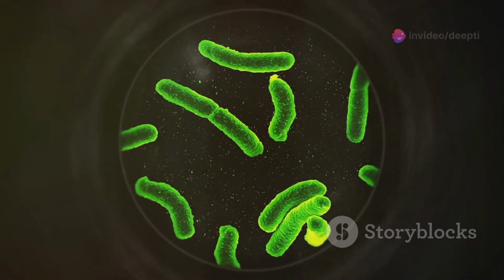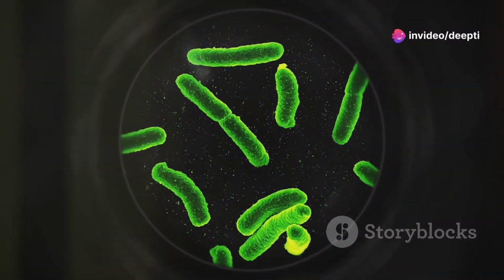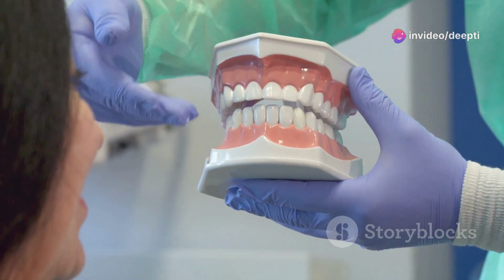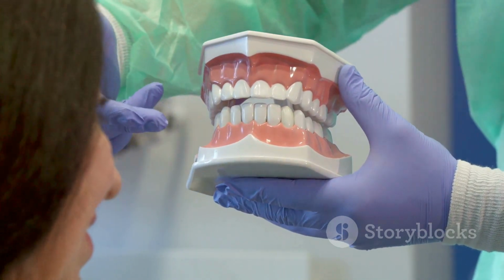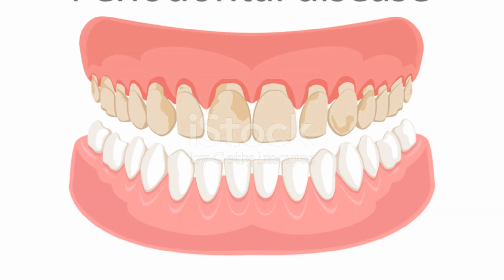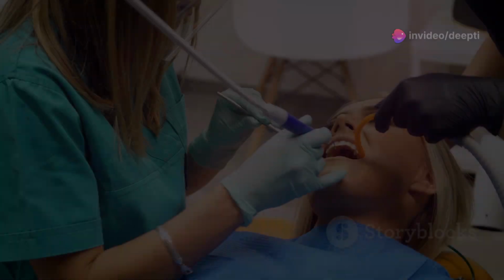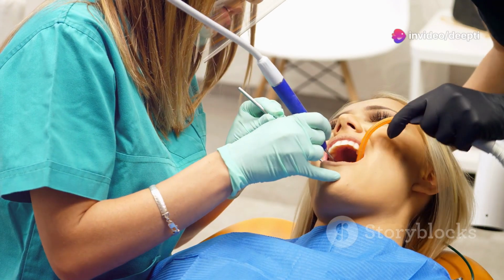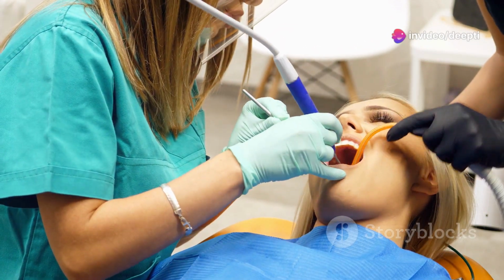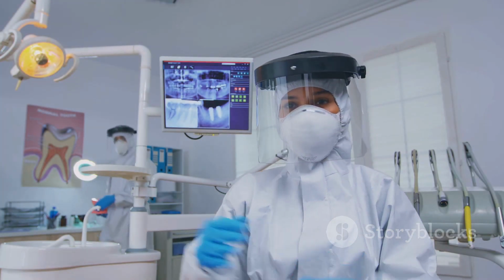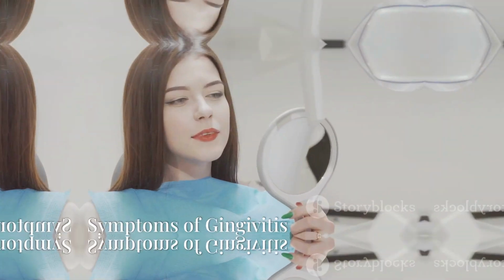The bacteria in plaque release toxins that irritate the gums. This irritation leads to inflammation, redness, and swelling, which are characteristic signs of gingivitis. Over time, the inflammation can spread to the tissue supporting the teeth, leading to periodontitis. It's important to understand that plaque buildup is a continuous process. Even with regular brushing, plaque can reform within 24 hours.